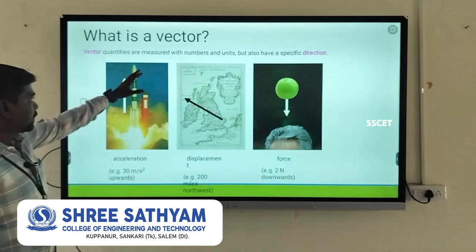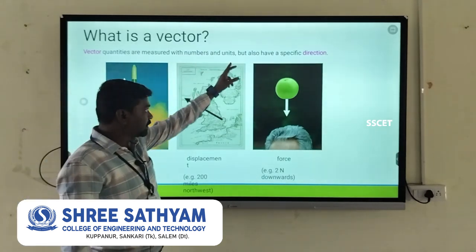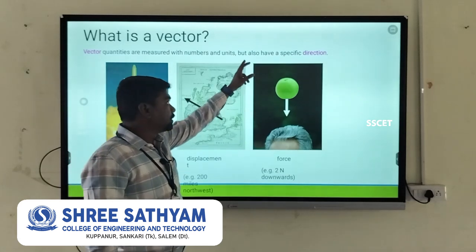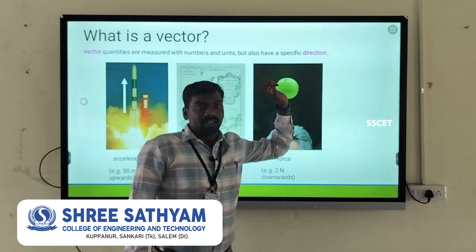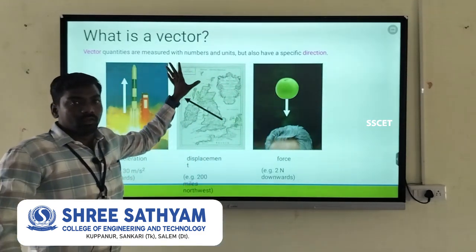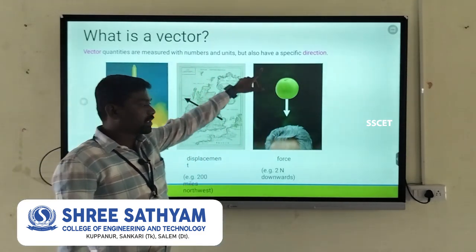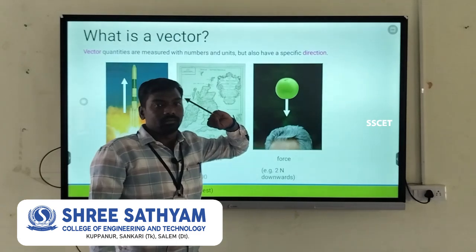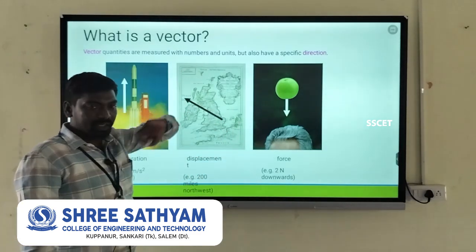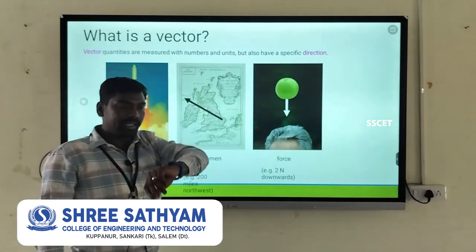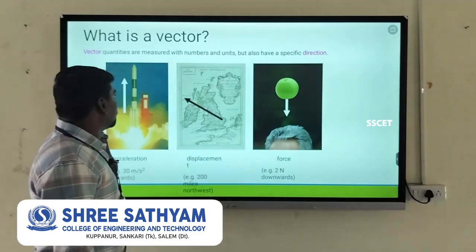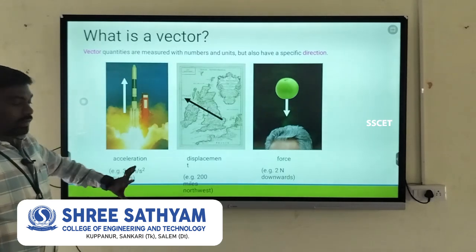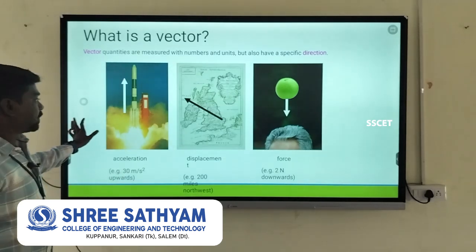So vector quantities are measured with numbers and units but also have a specific direction. For a vector quantity you consider direction also, not only numbers and units. So this is the example of vector and scalar quantities.